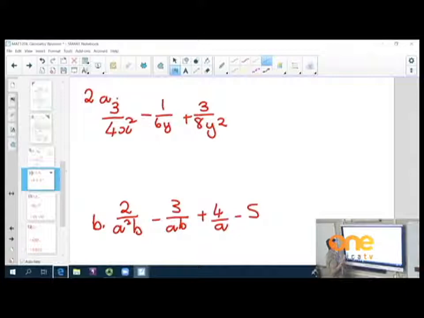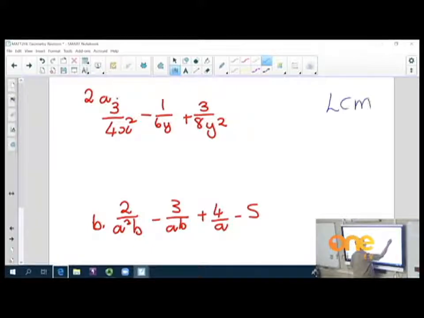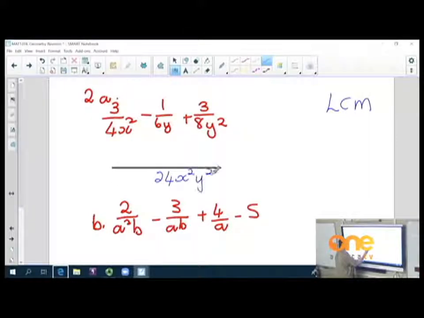number 2. Now this time it is addition and subtraction, can you see? So now the key word is the LCM. I need to find the lowest common multiple. And the lowest common multiple in this case will be, I need a 4 and a 6 and an 8, something that they can divide in, and that would be 24. Then I need an x squared, and I need y squared. I don't need another y because it's the lowest common multiple.